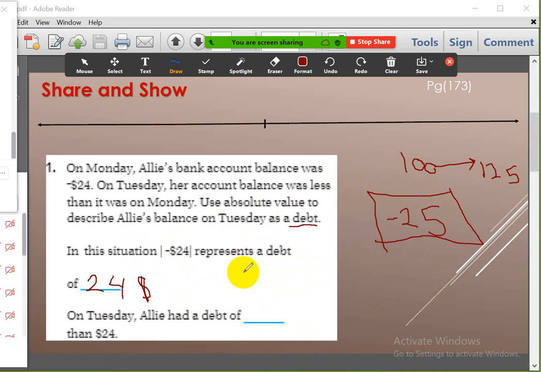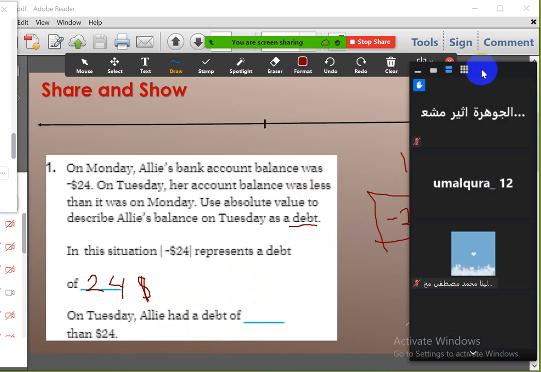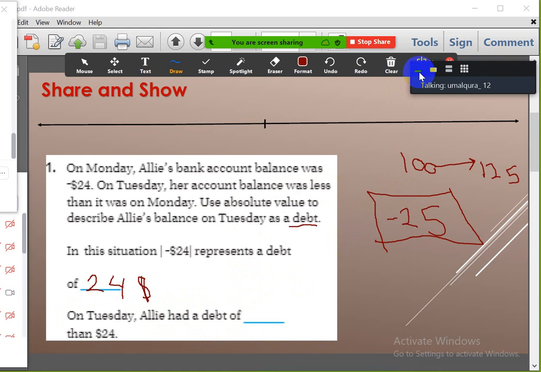So the absolute value of negative 24 is 24. Or here, I said 25, I'm sorry. But I think the idea is clear for you. On Tuesday, Ali had a debt of more than 24. Because the bank account becomes less than negative 24, that means the debt becomes more than 24.